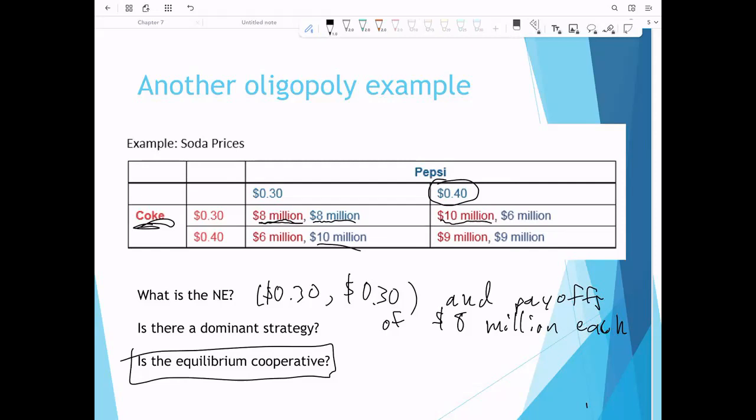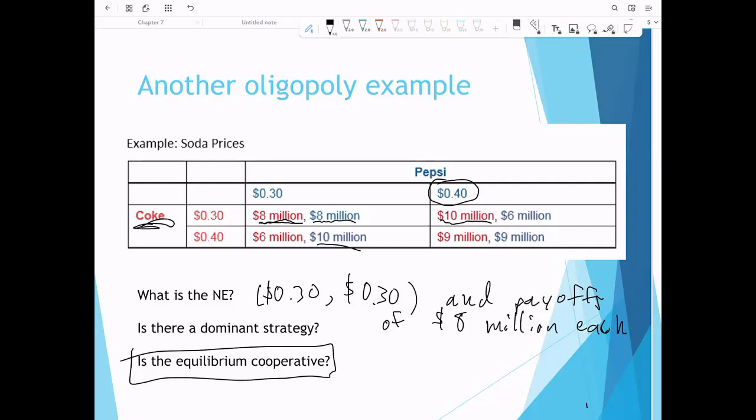Okay, any questions about this? Yeah, so dominant strategy is a strategy where regardless of what the other player does, my best response is the same. So in this case, Coke chooses 30 cents if Pepsi chooses 30. They also choose 30 cents if Pepsi chooses 40. They choose 30 cents no matter what. That's the dominant strategy for them.